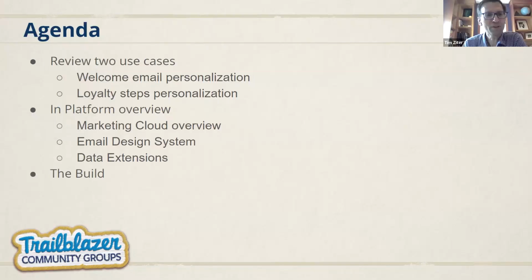So let's start with looking at our 2 use cases. So first one, we're just going to continue with this welcome email personalization, then we'll go into the loyalty steps. And then before we jump into the platform, we're probably going to, depending on Barca's experience, just go through a quick overview of Marketing Cloud, take a look at the email design system, which is where we're building using our AMPscript, and then take a look at some of those data extensions that's feeding the data as well, and then start working right in the build.